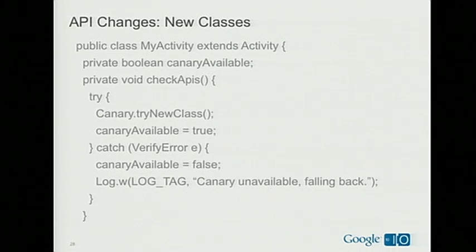So I'm going to catch that error and then note that the canary is not available, and also put in the log that the canary is not available, which will hopefully help with debugging later on. If I find some odd application behavior and I see this in the log, I'll know that the compatibility mode code had been invoked. So this will help me deal with when whole new classes come in or go out of the API.